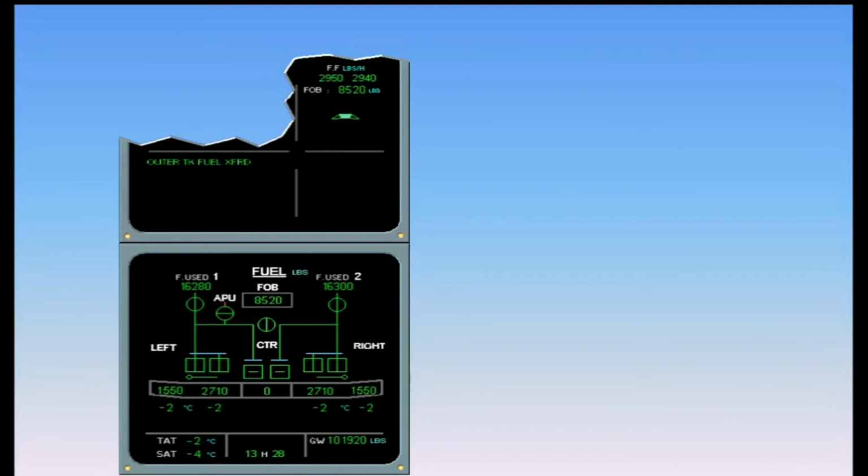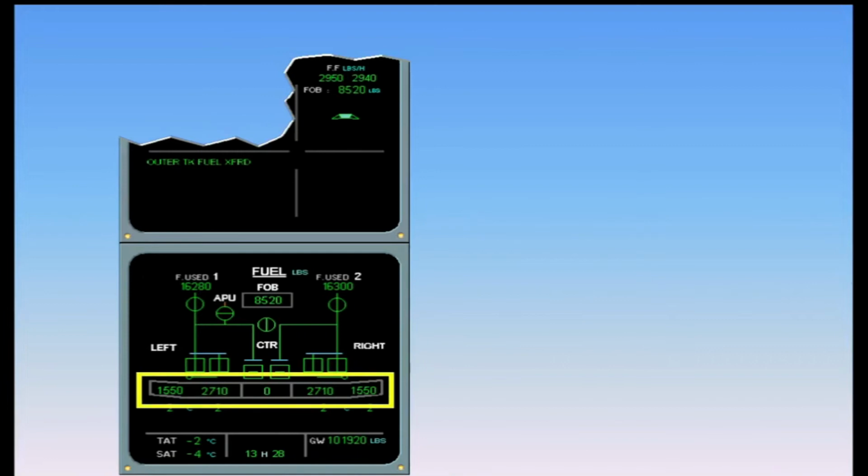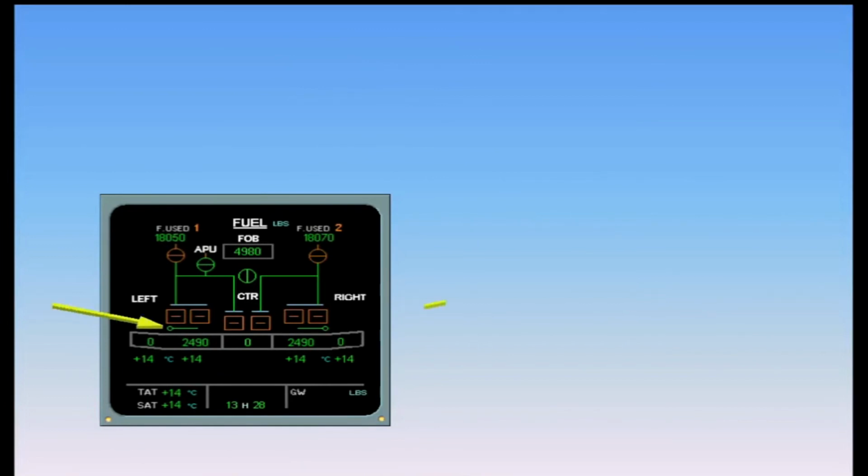After at least one transfer valve is open, the message "Outer tank fuel transferred" is displayed on the engine warning display. The fuel is now totally transferred and the outer tanks are empty. Observe the transfer valves remain open. They will be automatically closed during the next refueling operation.